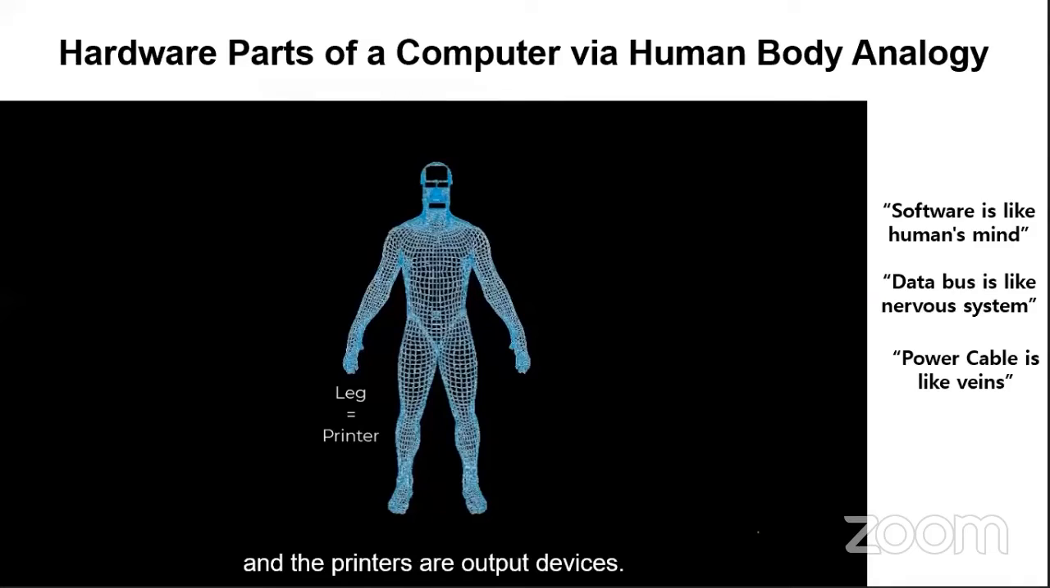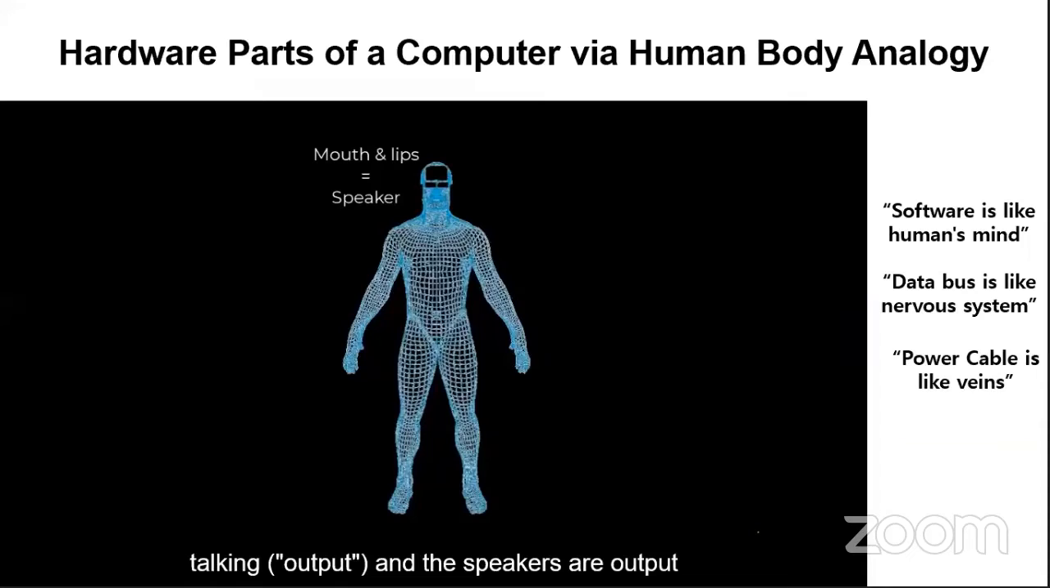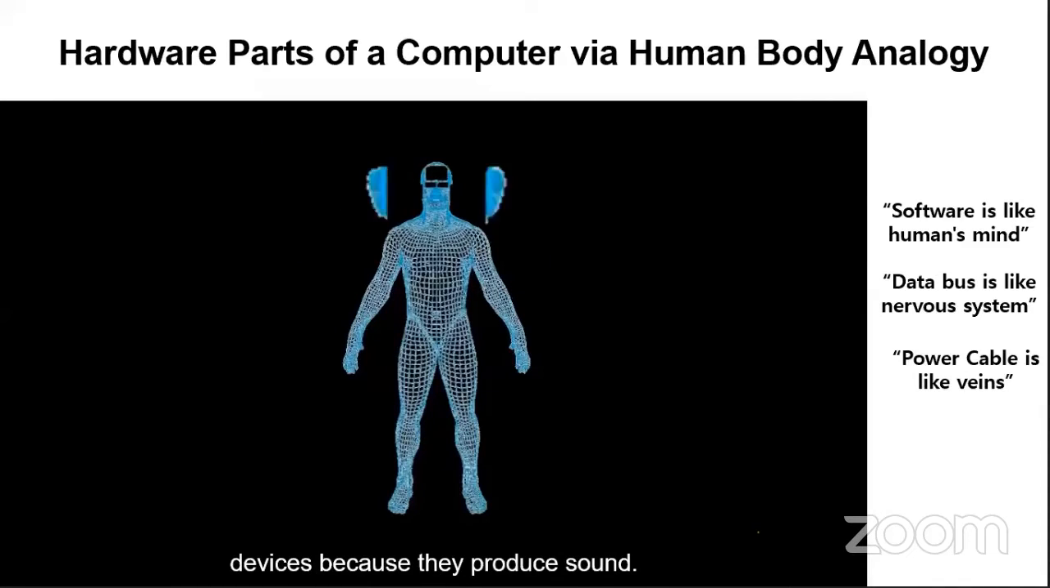And the printers are output devices. The speakers are like the mouth and lips, because we use our mouth for talking, output. And the speakers are output devices, because they produce sound. Microphones are like the ears. We use our ears for listening, input. And microphones are used to input audio into the computer.